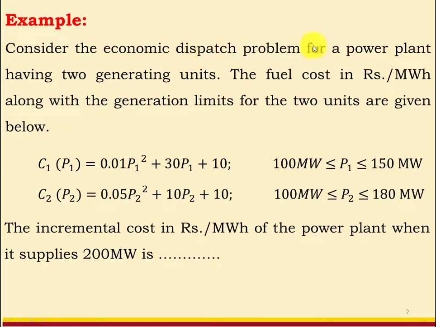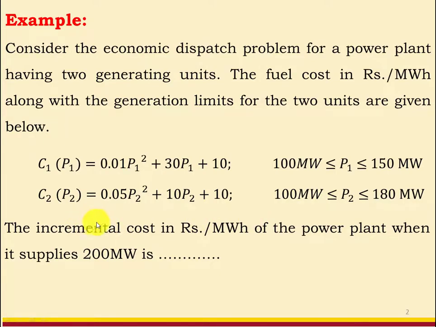Consider the economic dispatch problem for a power plant having two generating units. The fuel cost in rupees per megawatt hour, along with the generation limits for the two units, are given below. C1(P1) equals 0.01 P1 squared plus 30 P1 plus 10, with 100 megawatt less than or equal to P1 less than or equal to 150 megawatt. C2(P2) equals 0.05 P2 squared plus 10 P2 plus 10, with 100 megawatt less than or equal to P2 less than or equal to 180 megawatt.